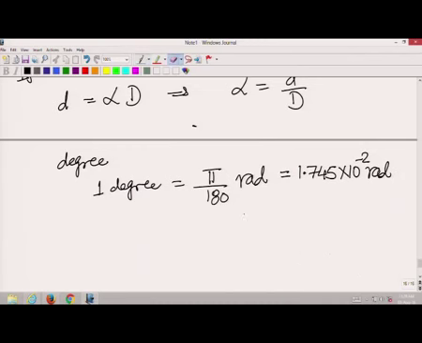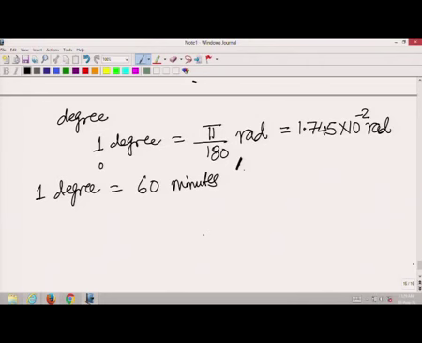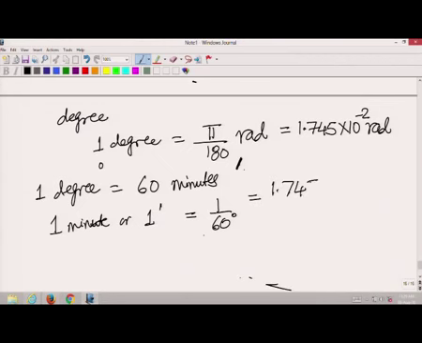And then if we subdivide the angle further, 1 degree is equal to 60 minutes. For degree we use a small circle, for minutes we use a single inclined line as a symbol. So, we have 1 minute, this is equal to 1 by 60 degrees, and this will become in radians 1.745 into 10 to the power of minus 2 divided by 60 radians.